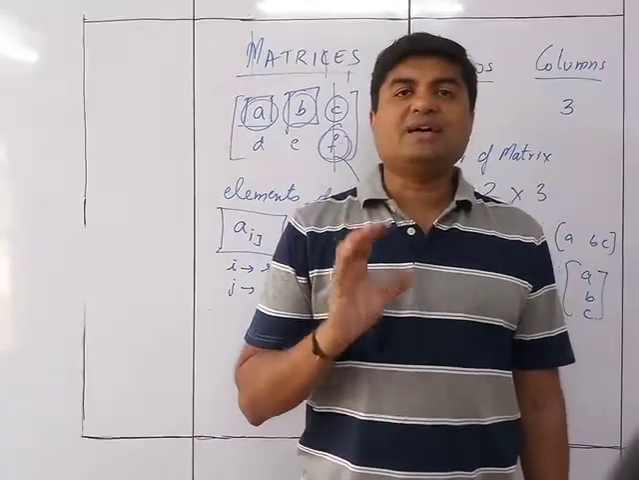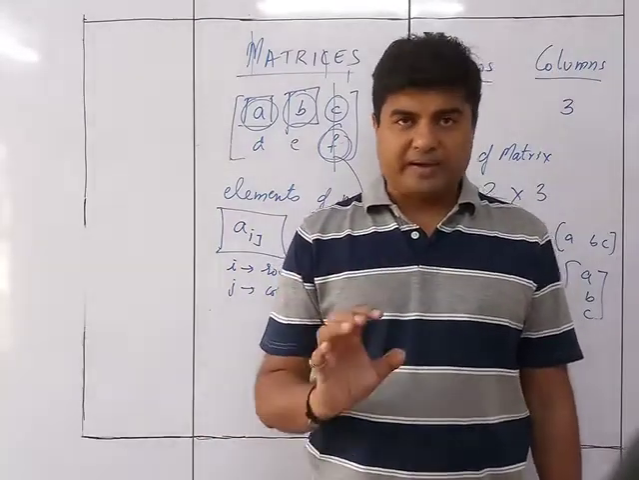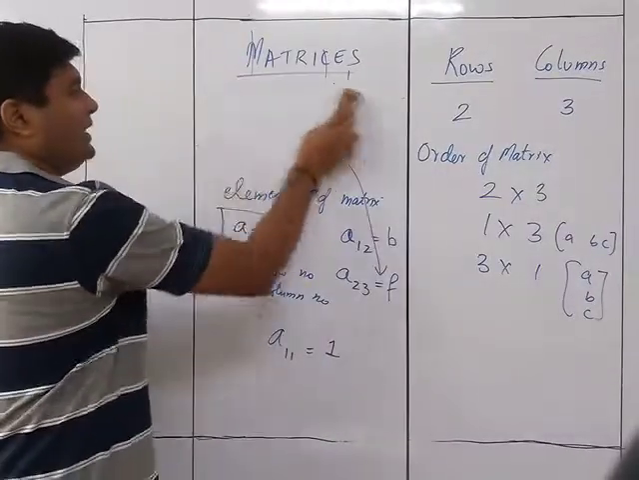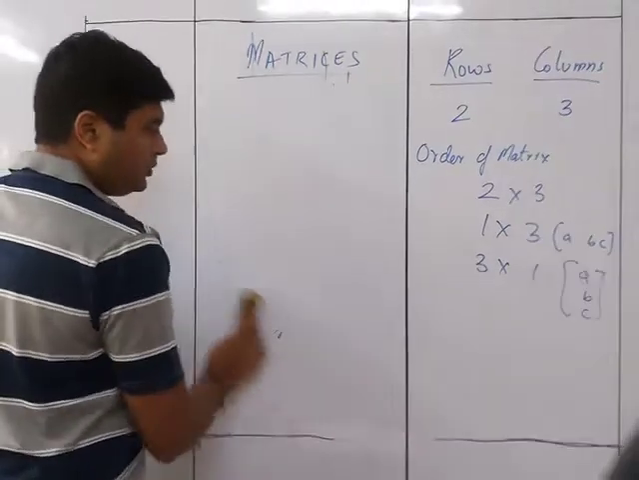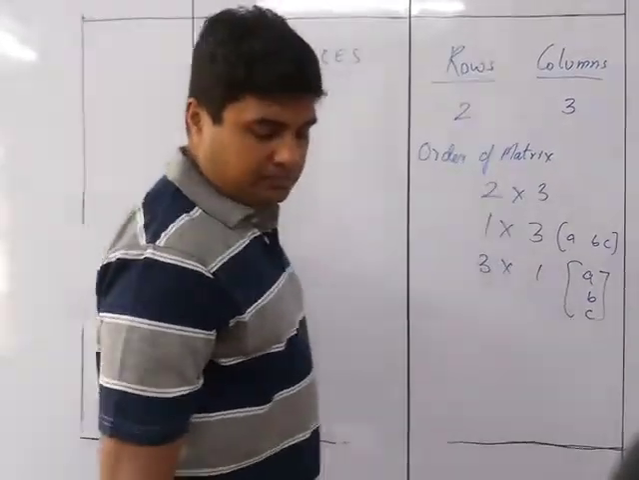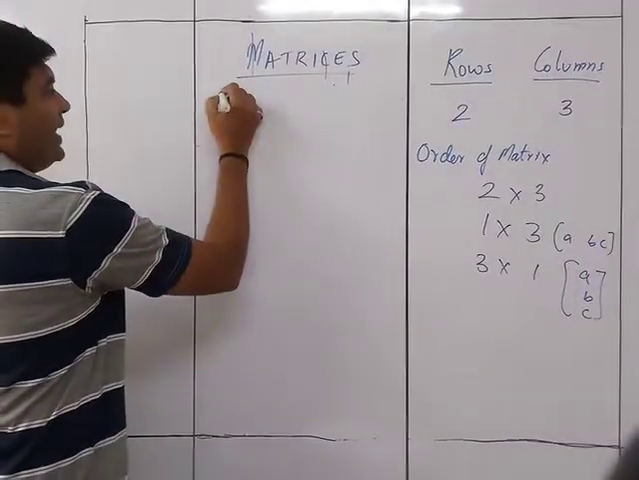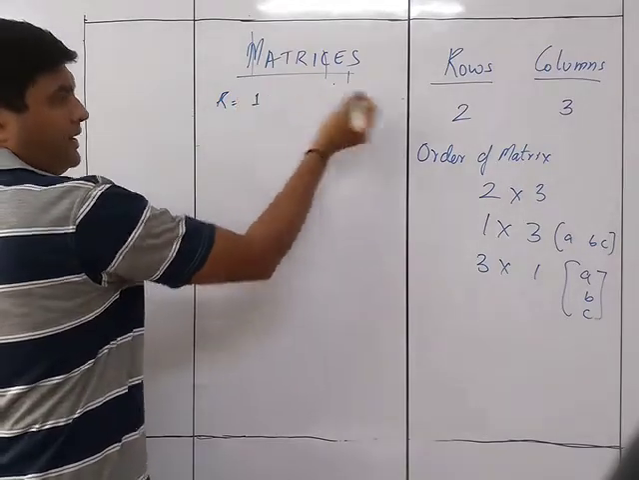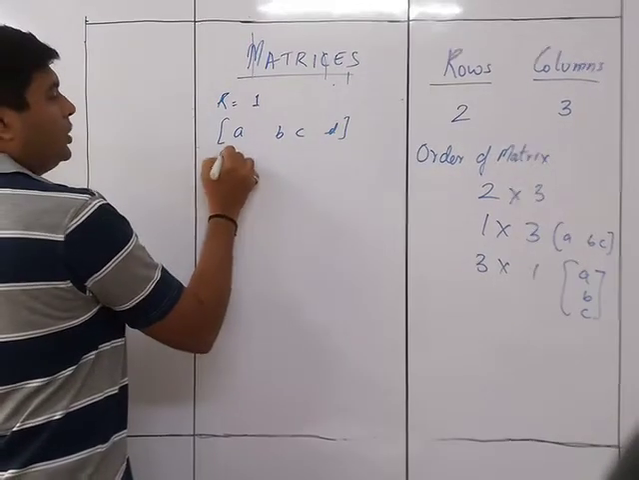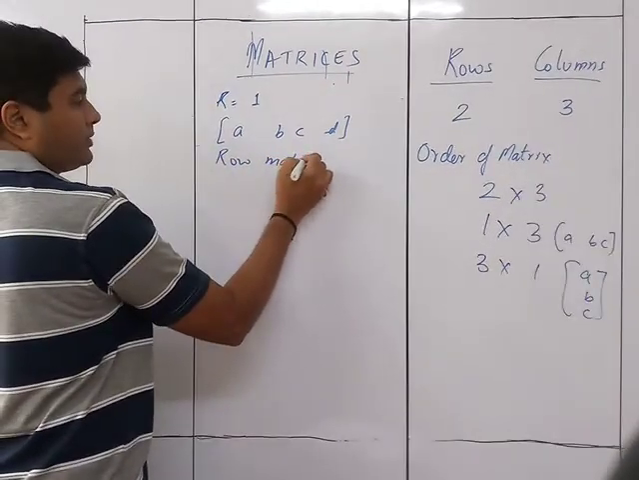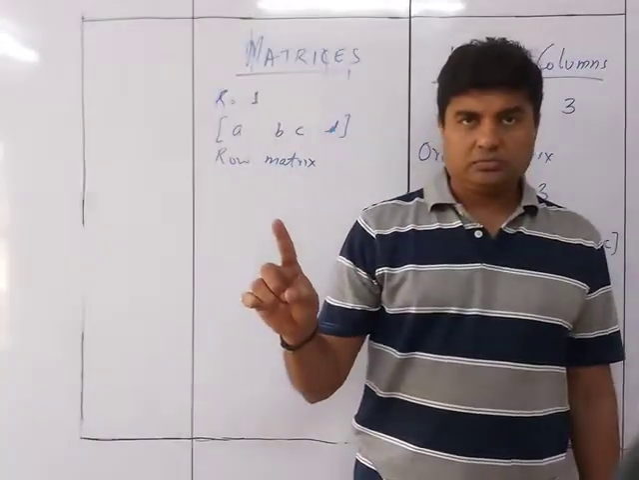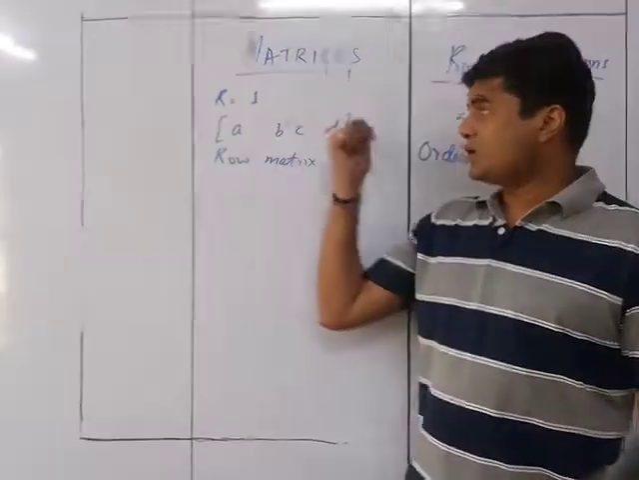Then we see that there are certain kinds of standard matrices, or we can just say names given to the matrix. If a matrix is such that it has got only one row, so if R is equal to 1, like A, B, C, D, then this is a row matrix. A row matrix will have only one row but multiple columns. A row matrix will be one with one row, multiple columns.